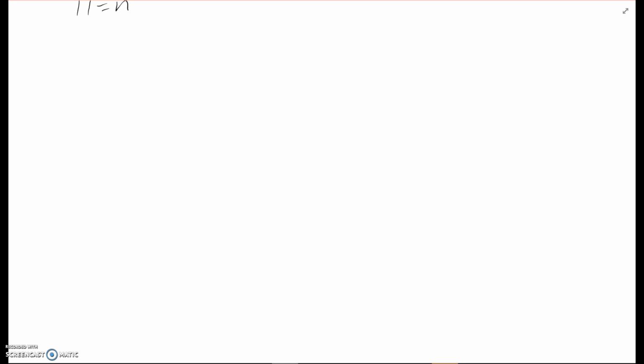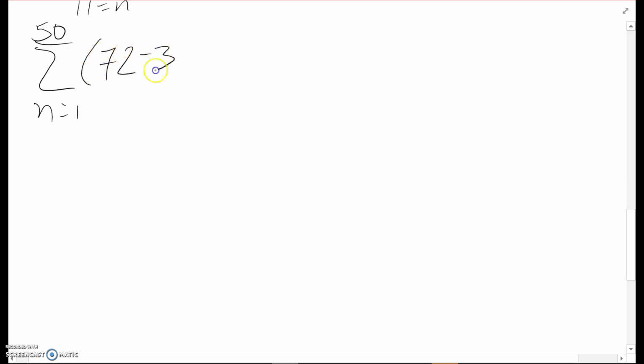So they want me to find the sum. So I have the sigma notation, n equals 1 to 50 of 72 minus 3.5n. A lot of people are going to look at this and not know necessarily which one it is. You might think it's arithmetic, you might think it's geometric, and you're not sure. What you can do is take the first value of 1 and substitute it in for n and see what you get. I'm going to get 72 minus 3.5, which is going to be 68.5.